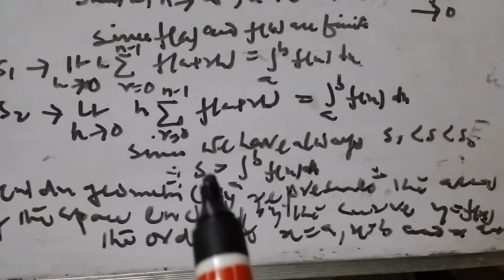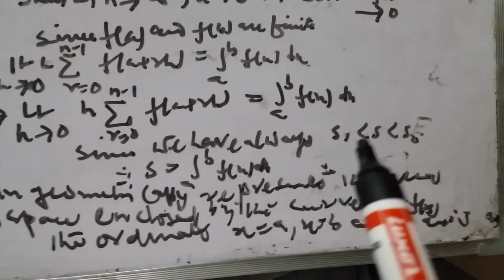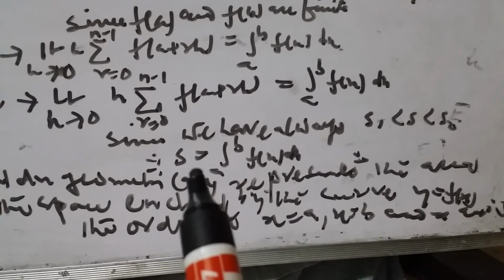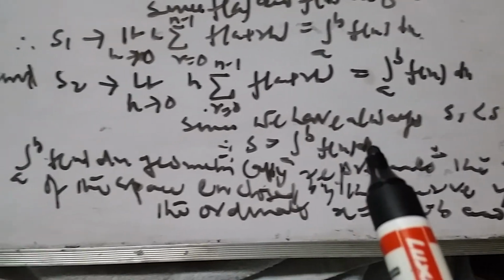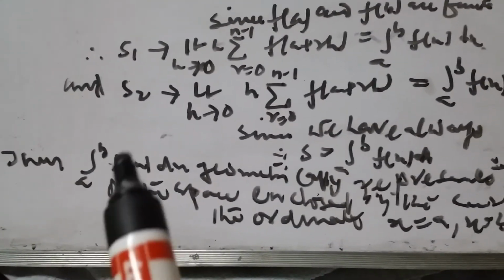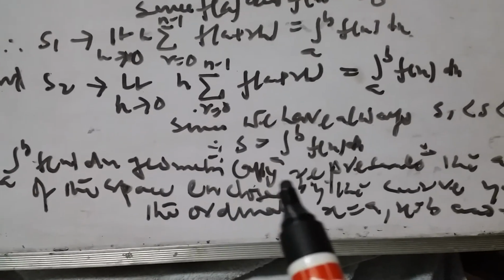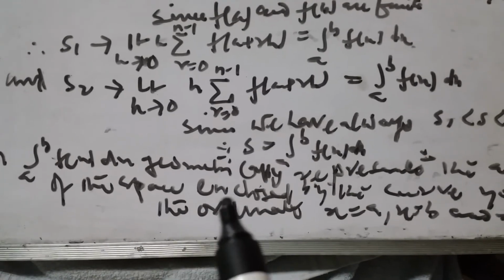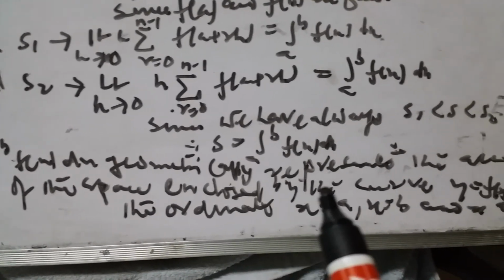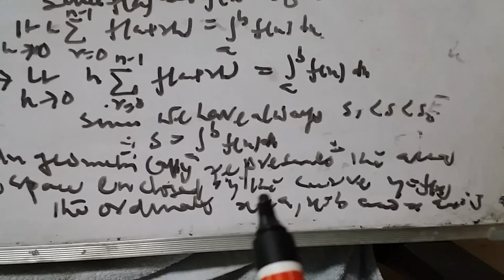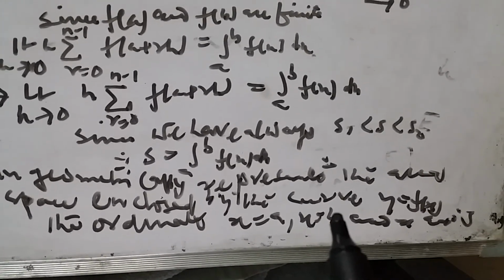of f(x) dx. Since we always have S1 less than S less than S2, S equals the integral from a to b of f(x) dx. Thus the integral from a to b of f(x) dx geometrically represents the area of the space enclosed by the curve y equal to f(x) with the ordinates x equal to a and x equal to b.